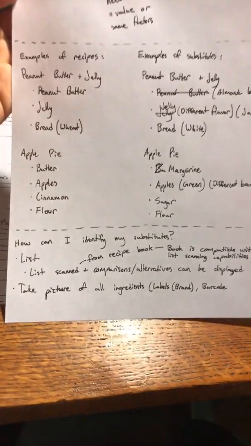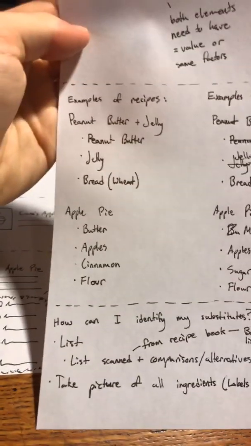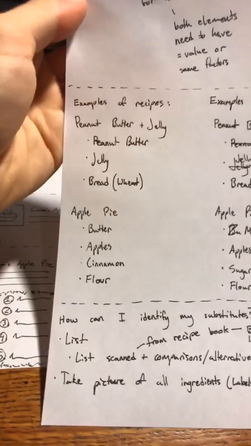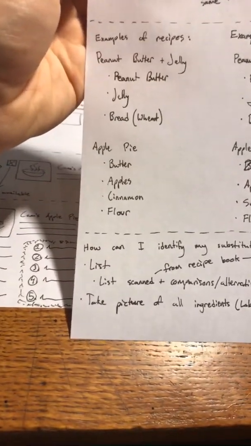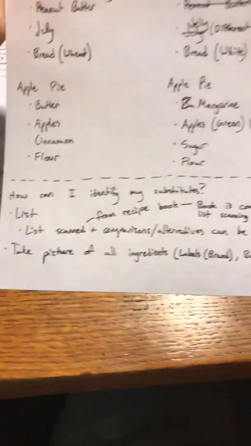So then I asked, how can I identify my substitutes? Because I want to be able to figure out how do I show these substitutes rather than the recipes, because the recipes are already going to be there. So I came up with this list idea. Scanned list, comparisons, and alternatives can be displayed. And then take a picture of all ingredients, the labels of the brand and the barcode.